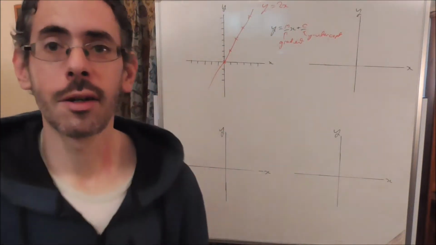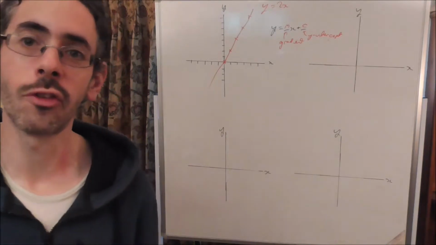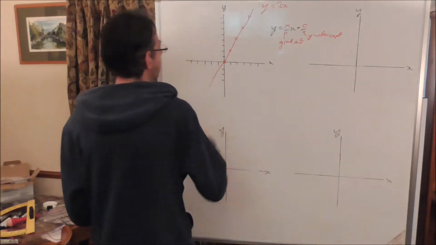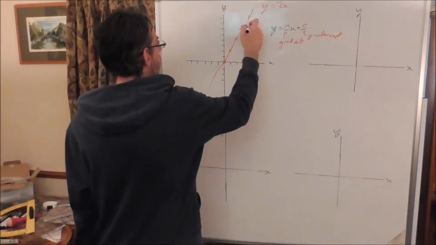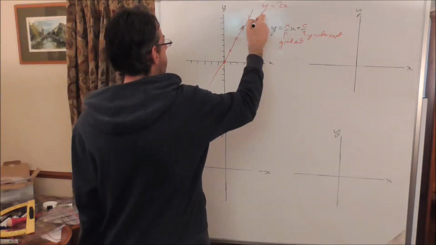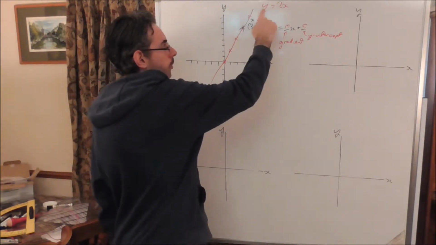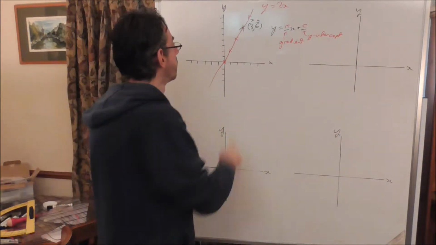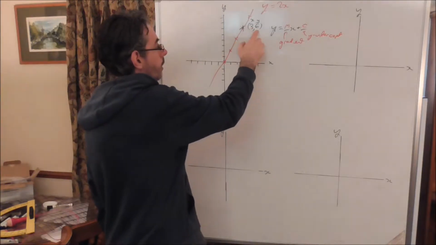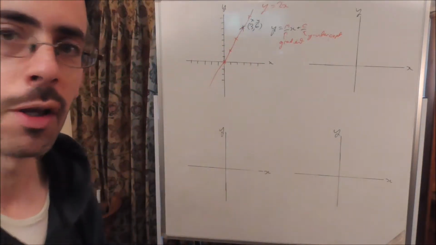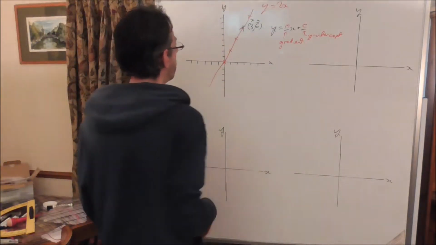Now that's the line. Can we use inequalities to describe the regions either side of the line? Well, if I pick an arbitrary point on this line, let's say this is the point (3, 6). Now, of course, because it's on the line, it's going to fit the equation of the line. y does equal 2 times x. 6 does equal 2 times 3. And that's true of any point on the line. Any point on the line is going to fit that equation.